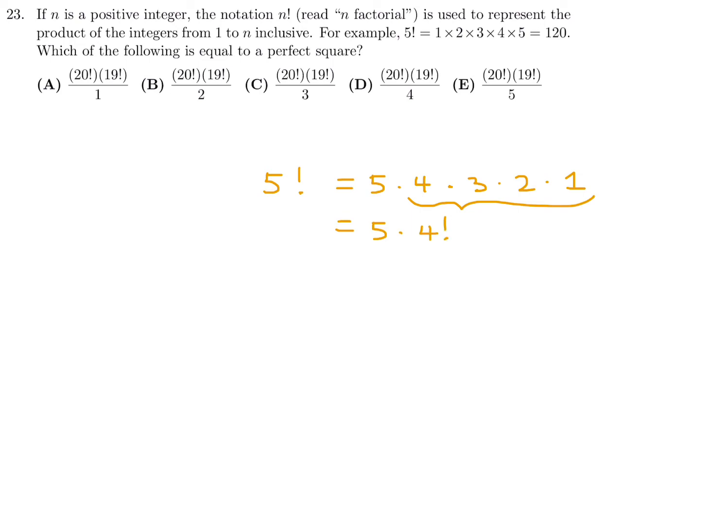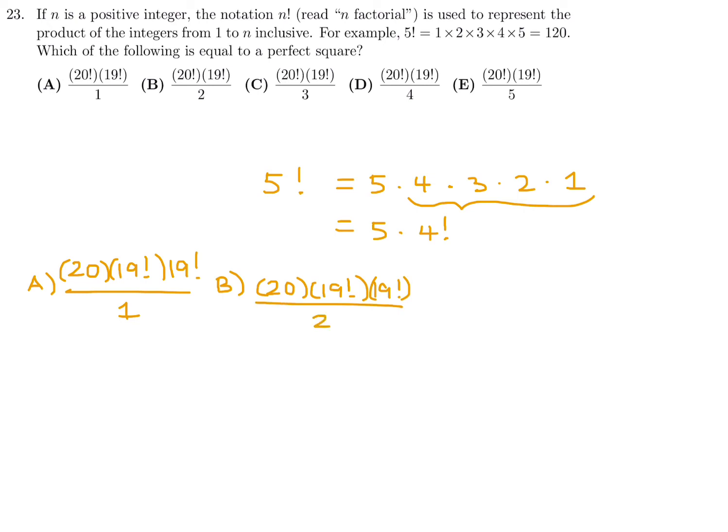So similarly, with the answer choices, 20 factorial can be written as 20 times 19 factorial. And then I've got a 19 factorial, and I've got that over 1. That is answer choice A. Answer choice B, in a very similar way, would be 20 times 19 factorial times 19 factorial over 2. C, again, 20 times 19 factorial times 19 factorial, this time over 3.